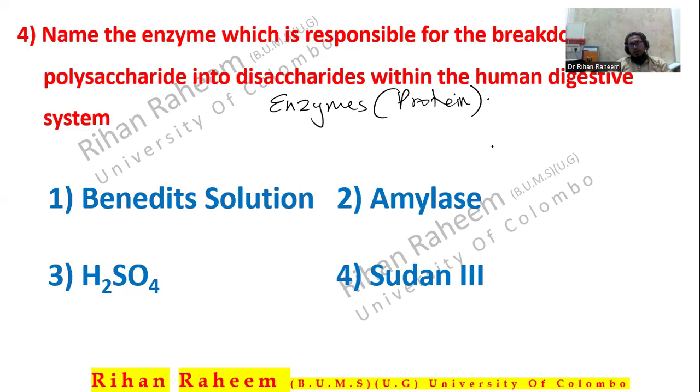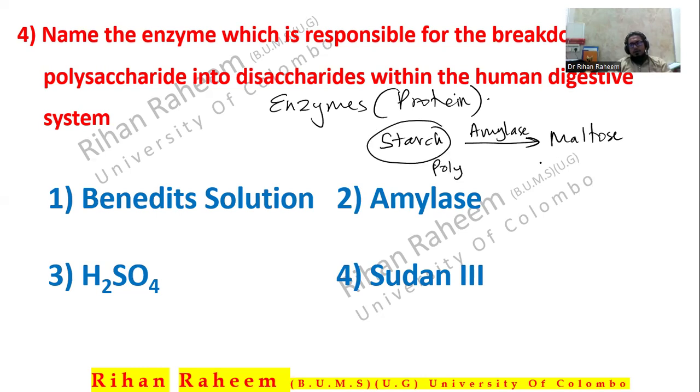So whatever we have studied in our syllabus, the first thing we have studied is starch. When it reacts with an enzyme known as amylase, it will be converted to maltose. Starch with the help of amylase will become maltose. So here the polysaccharide is starch and the disaccharide is maltose. Amylase is the enzyme. Yes, mark the answer.